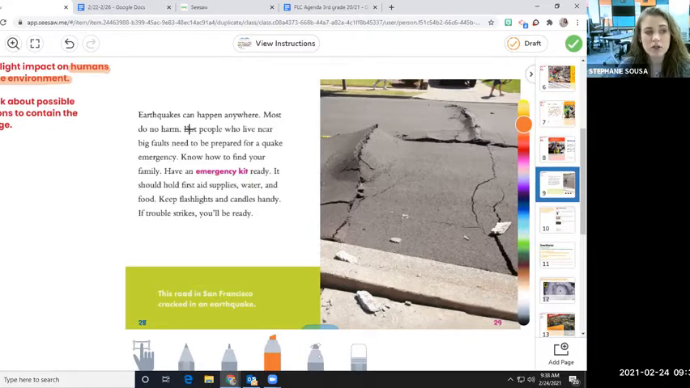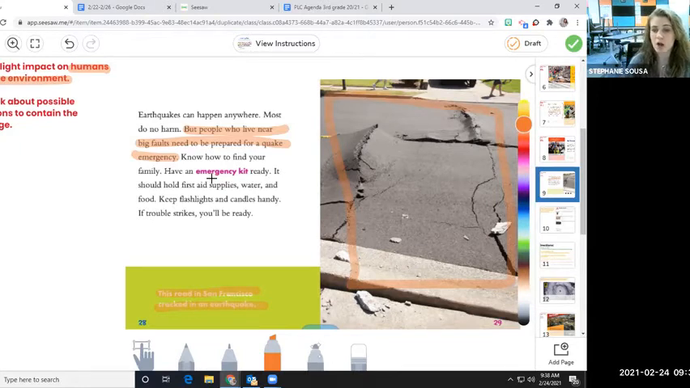So an impact on humans here is people who live near big faults need to be prepared. That can impact their life. This road in San Francisco cracked in an earthquake. That is an effect on the environment around our cities.